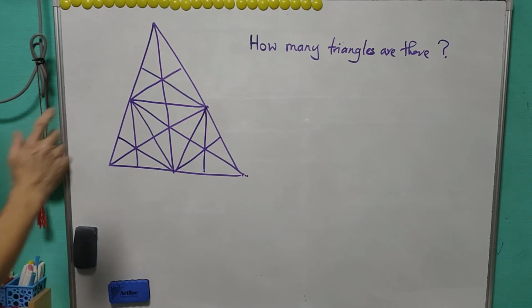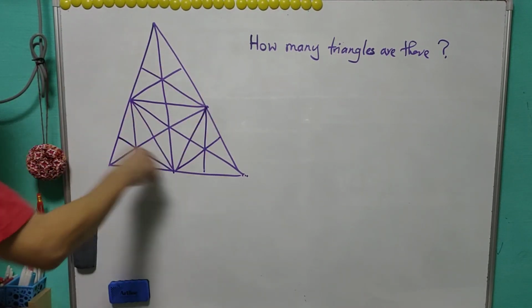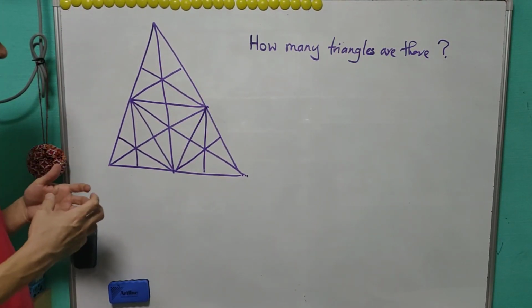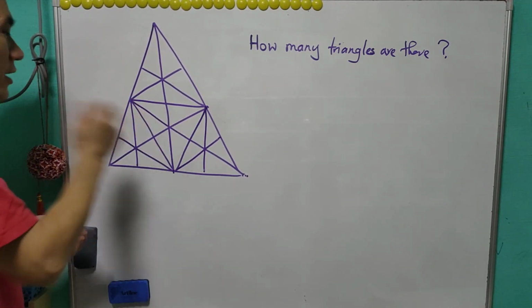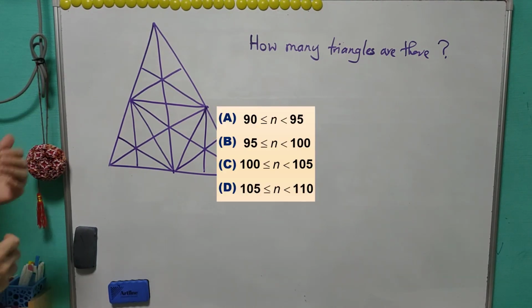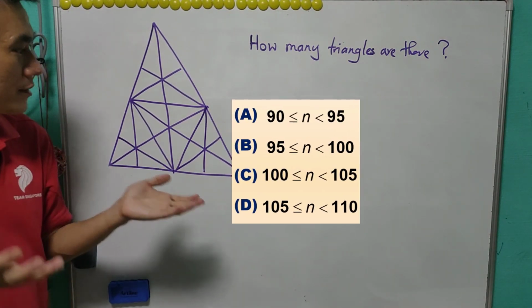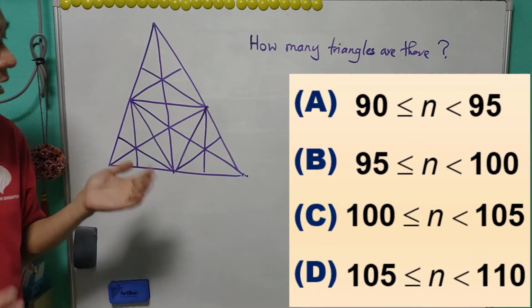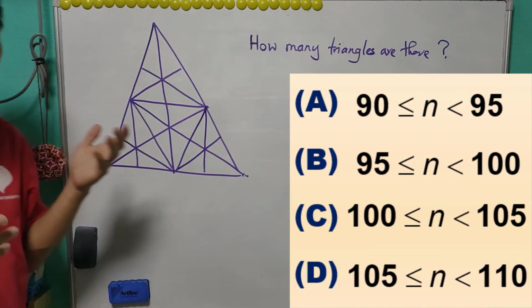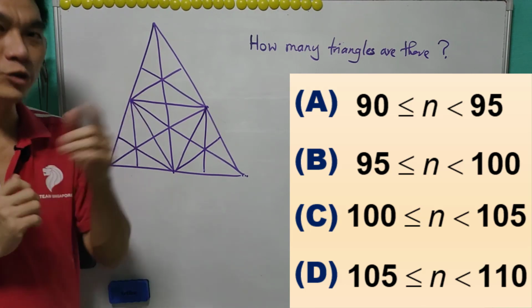For today's question, we are asked to find the number of triangles in this figure. As it is not easy to get the exact number of triangles, we suppose that there are n triangles in this figure. A, in between 90 and 95. B, 95 and 100. C, 105, and D, 105 and 110. What do you think?